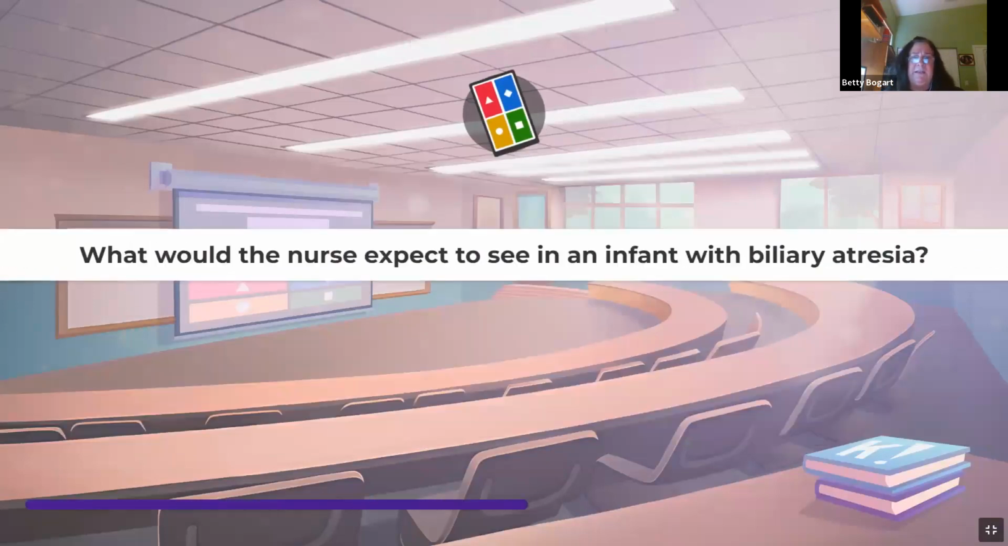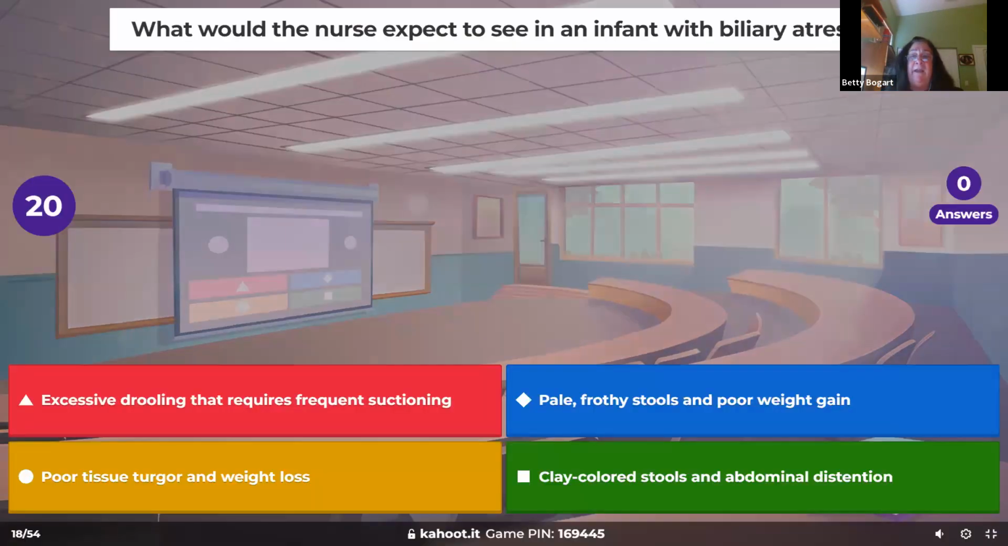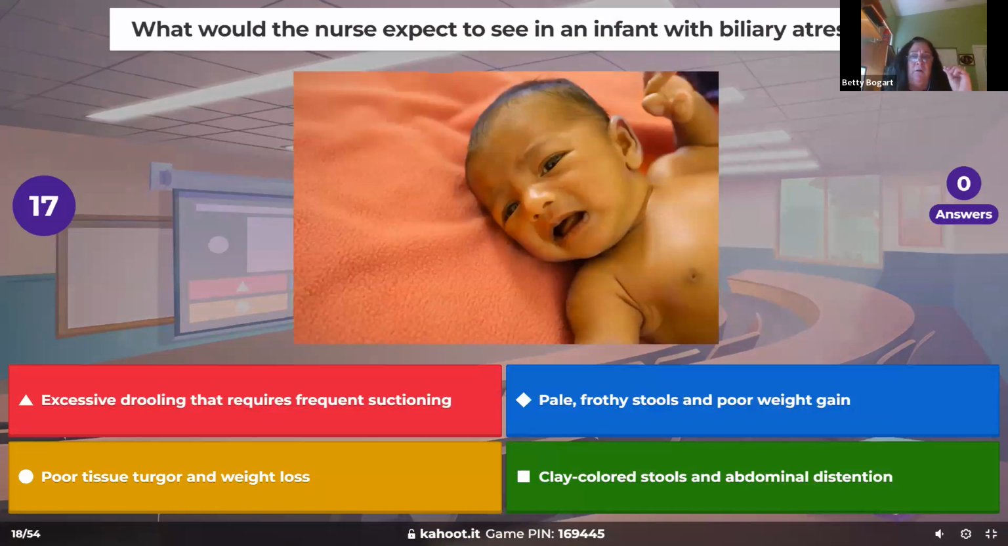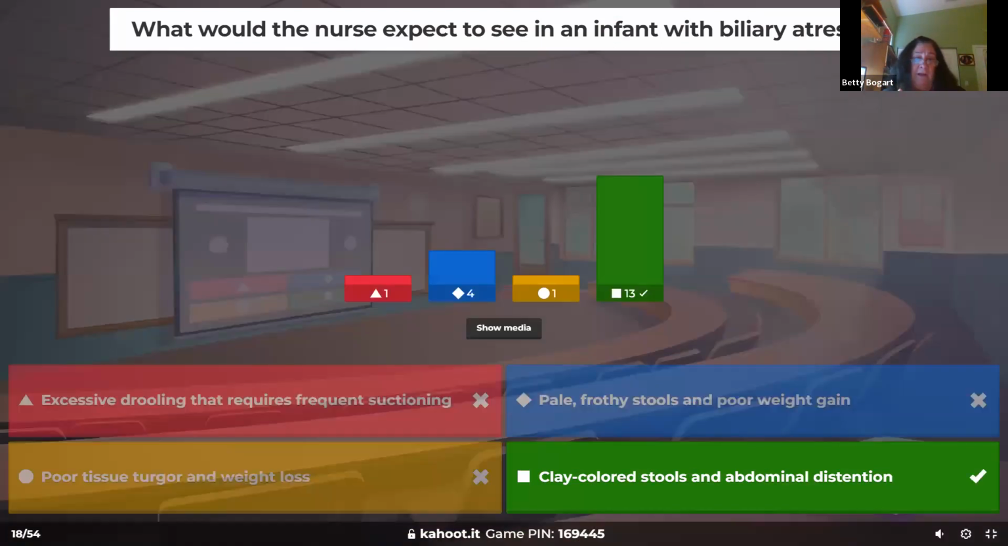What would the nurse expect to see in an infant with biliary atresia? So the bile duct is non-existent. So bile is not going into the common duct, not going into the small intestines. Bile is not excreted, can't. Well, we know the kid's going to turn yellow, absolutely, and go jaundiced. But because the bile is not going into the intestines, that colors the stool. So there'll be clay-colored stools.